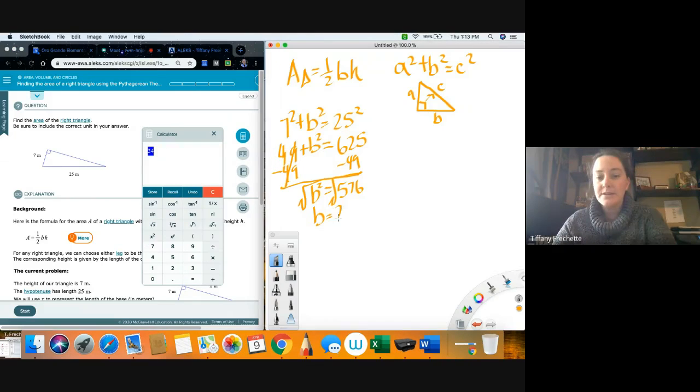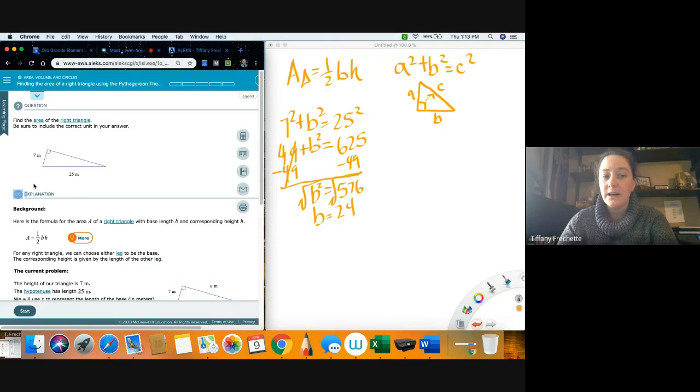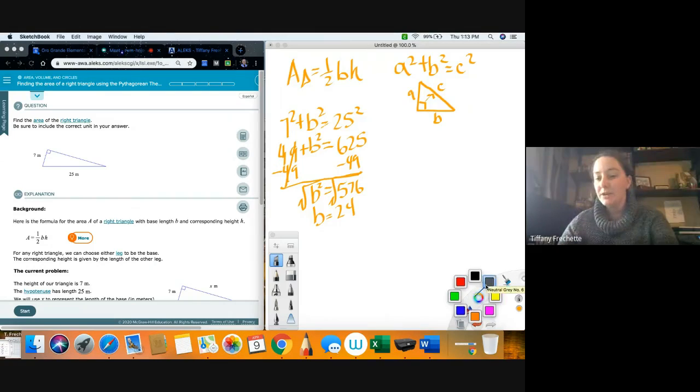So the square root is 24. So now I know this length here. Are we done? No, it wants us to find the area. So now I'm going to switch my color here and I'm going to go area equals 1/2, because I'm going back up here to this equation, base, which I'm calling 7, times our height that we just found.